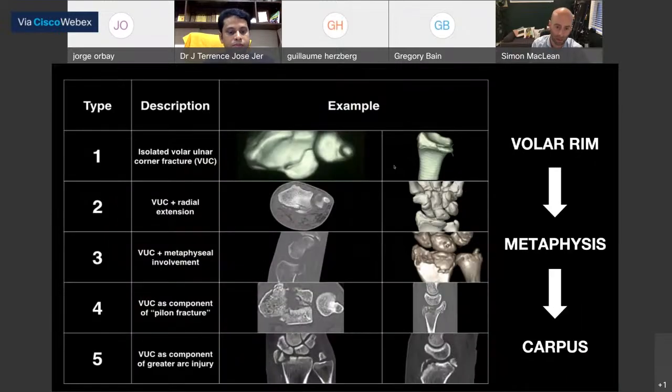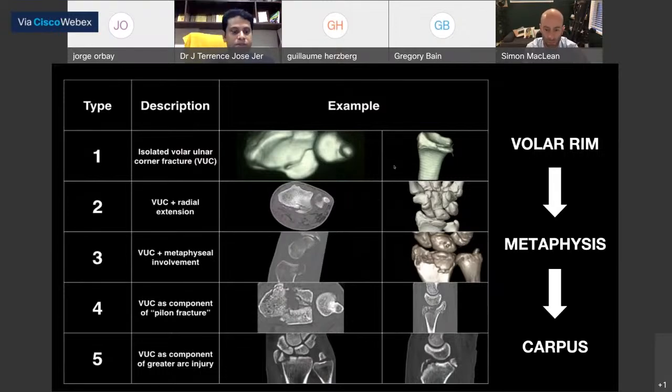So the way I think about these injuries is that these are a spectrum. So this is not just a lunate facet fracture. These involve progressively the metaphysis and then the carpus. So for me, a type 1 is just an isolated lunate facet fracture. Type 2 is where there is radial extension, and this can be an avulsion of the carpus, or it can be osteo-ligamentous, also involving bone.